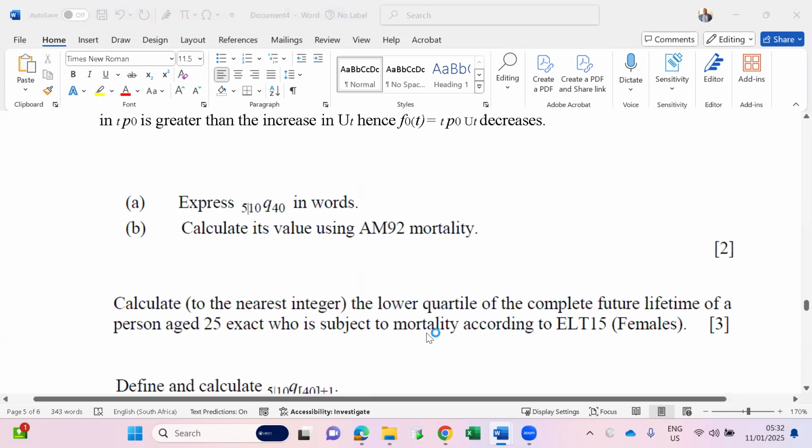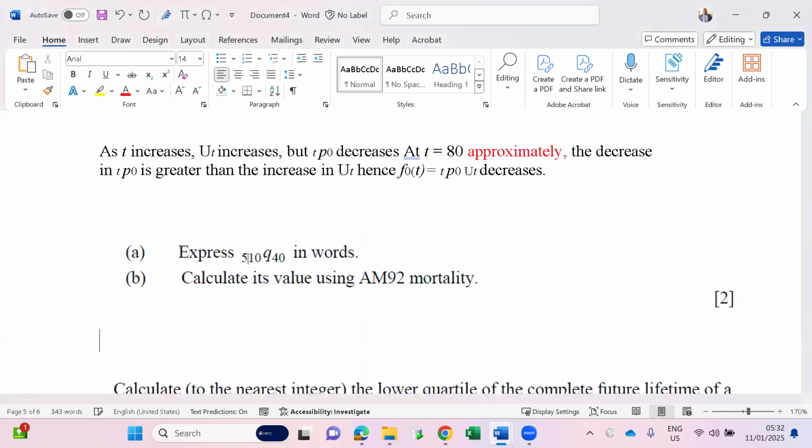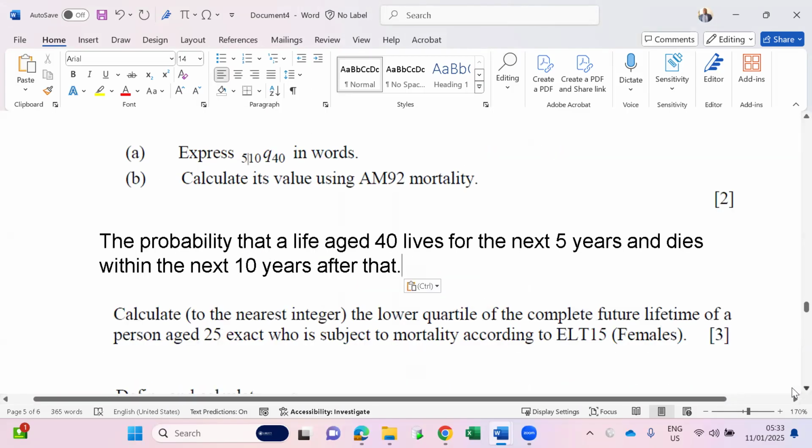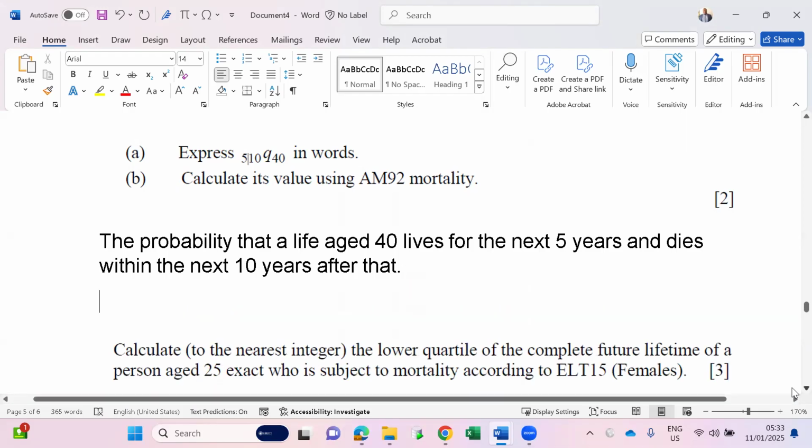Right. The third question is: express 10q40 in words. So this is the probability that a life aged 40 dies between, so they live for 45. So it's that they die basically between age 45 and 55, right? Probably that you live for five years and then die within the next ten.